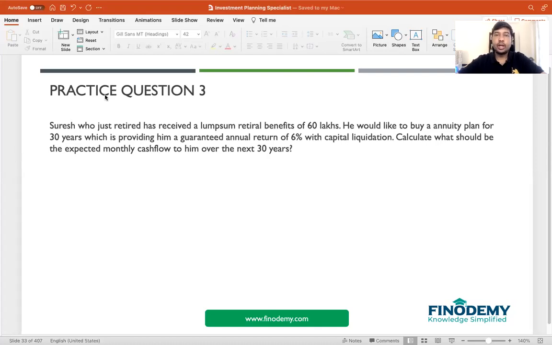So pause the video. I'll give you 2 minutes and calculate, at least put the inputs. If you don't have the calculator handy, just put the inputs and later on you can calculate. So after 2 minutes, I'm going to show you how to solve this.